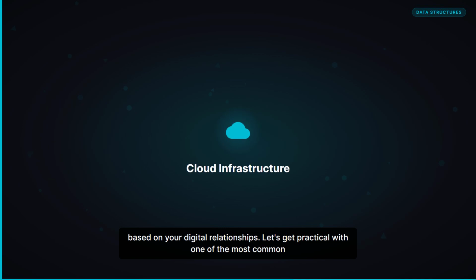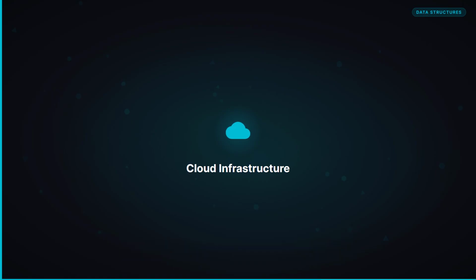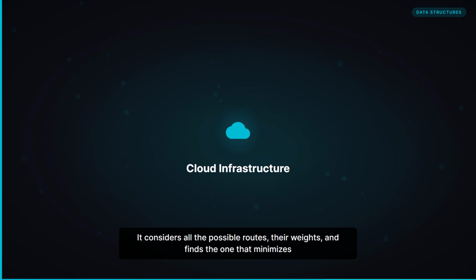Let's get practical with one of the most common applications we use every day, Google Maps. How does it work? It builds a massive graph of the real world. Every intersection, every street corner, every landmark is a node. Every road segment connecting them is an edge. These edges aren't just lines, they have weights. The weight could be the actual distance, the average travel time, or even real-time traffic data, making some paths heavier or slower than others. When you punch in your destination, Google Maps performs a super-fast shortest path calculation on this massive graph. It considers all the possible routes, their weights, and finds the one that minimizes travel time or distance.